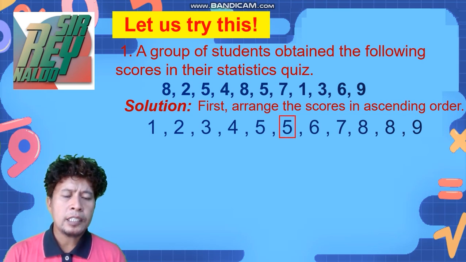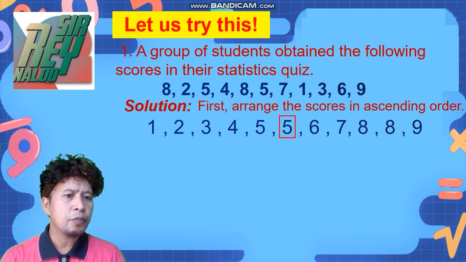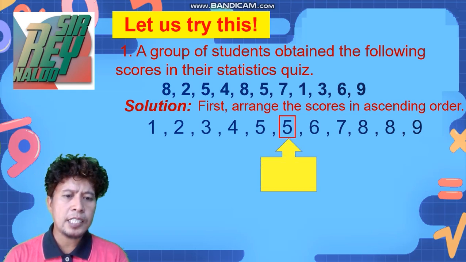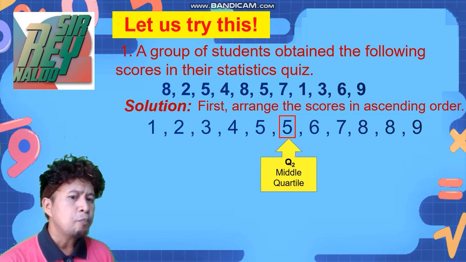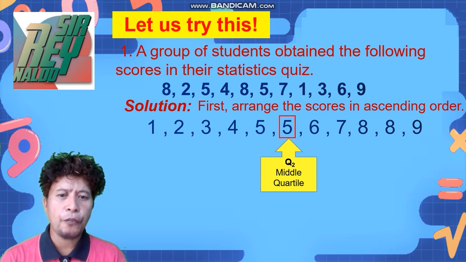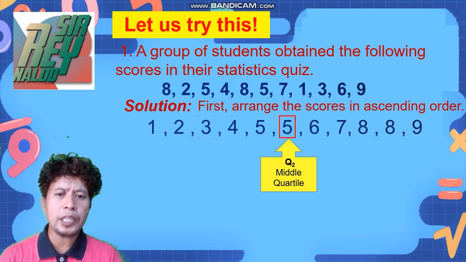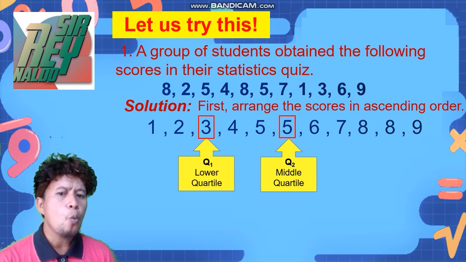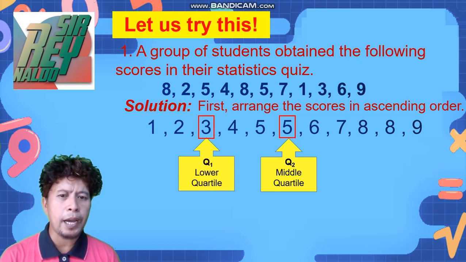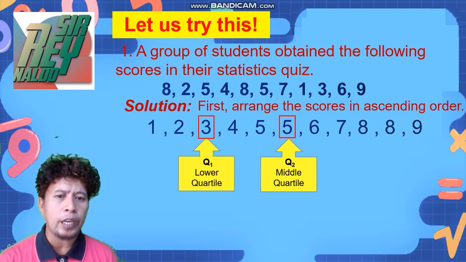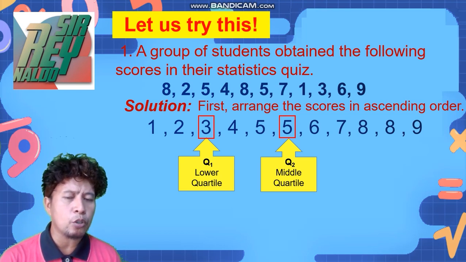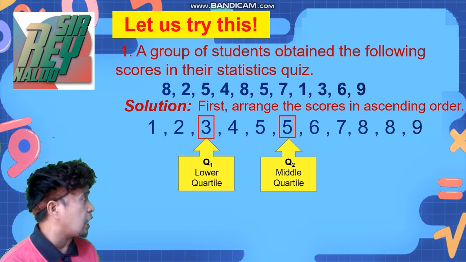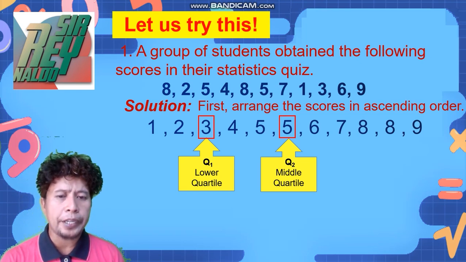Then, the number 5, the one being boxed, is simply our Q2 or our middle quartile. Following it up will be the number 3, our Q1, our lower quartile. Bakit? Bakit doon napunta yung Q1? Kasi kung mapapansin nyo, mula sa 1, 2, 3, 4, 5, hahatiin uli natin yung 1, 2, 3, 4, 5. So, ang nasa gitna niya ay number 3. That's why that is our quartile 1.